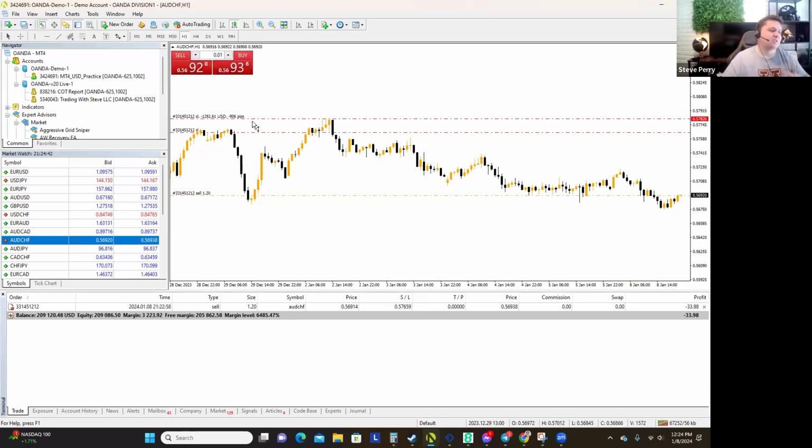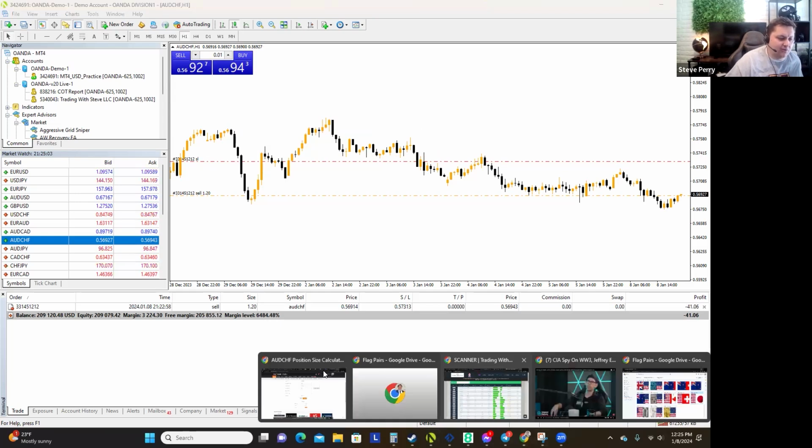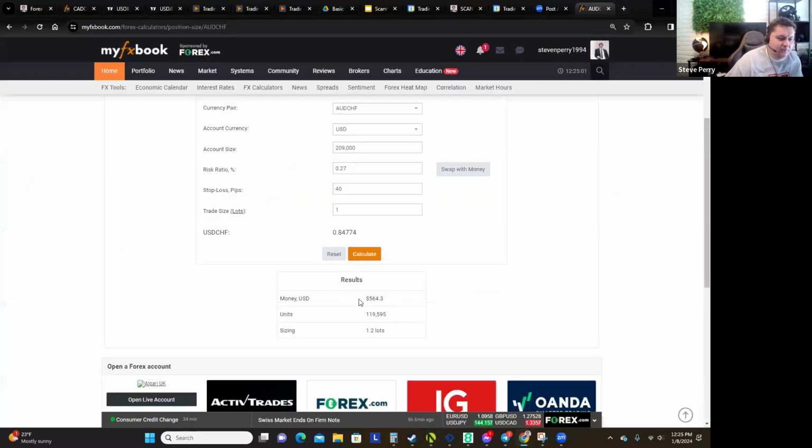So since we know we're risking 40 pips, we got to bring this down. That's too far. So 40 pips would put us about right there. That's 404. So that's 40 pips, 0.4. That's close enough. I'm going to leave it right there. Notice also my risk. See how it says I'm risking about $564, $565. If I drop that right there, that's going to match exactly what I solved for right here. $564. Airtight, guys.